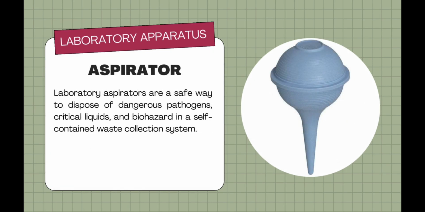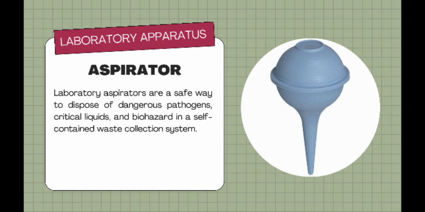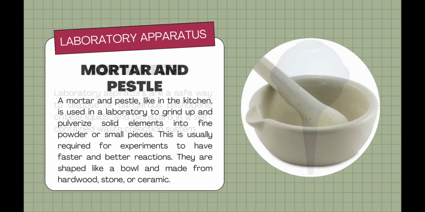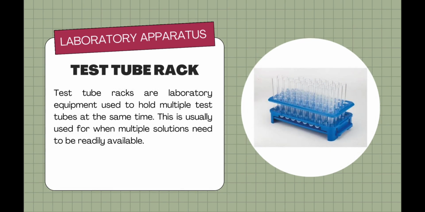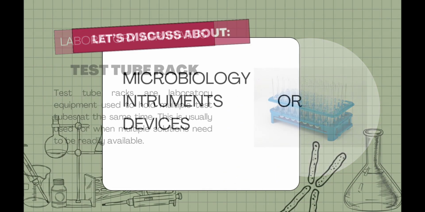Aspirator, also known as an eductor jet pump or filter pump, is a device capable of producing a vacuum. It is usually used to speed up the flow of a liquid through the Venturi effect. A narrow tube is located inside that contains the liquid. Mortar and pestle, like in the kitchen, is used in a laboratory to grind up and pulverize solid elements into fine powder. Test tube racks. Racks are laboratory equipment used to hold multiple test tubes at the same time.